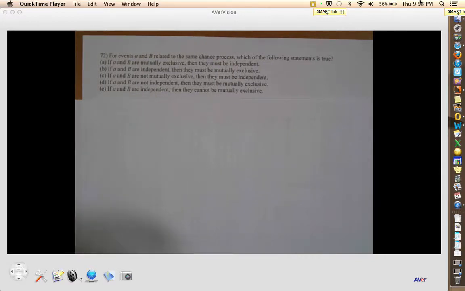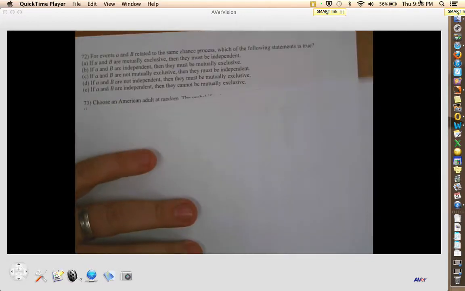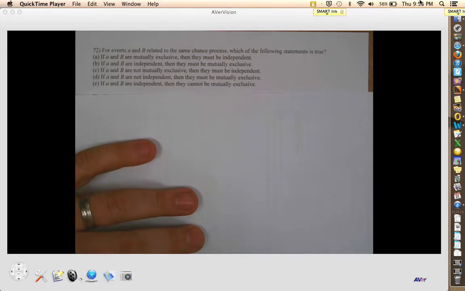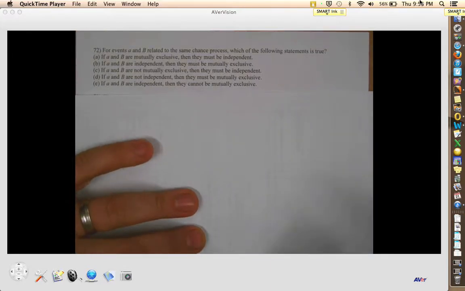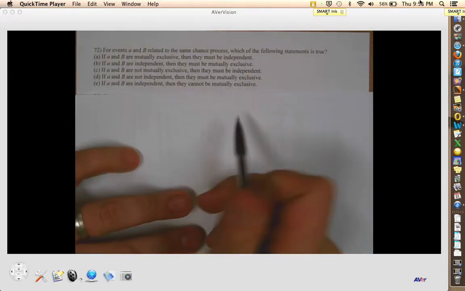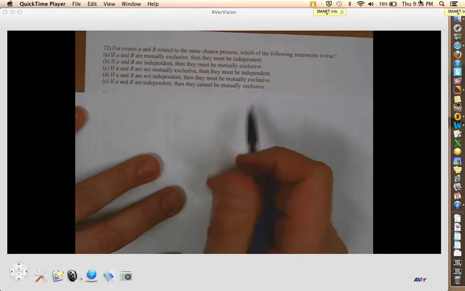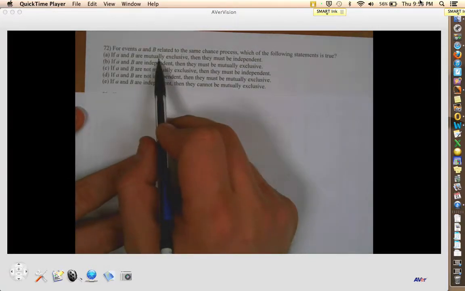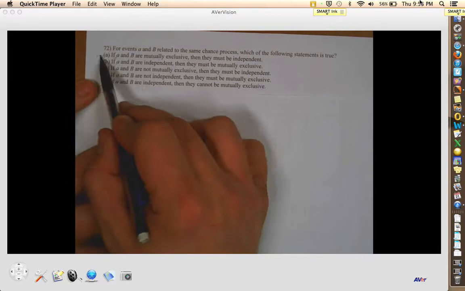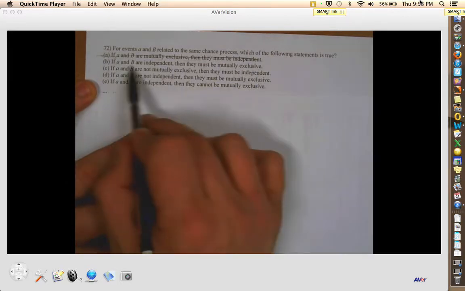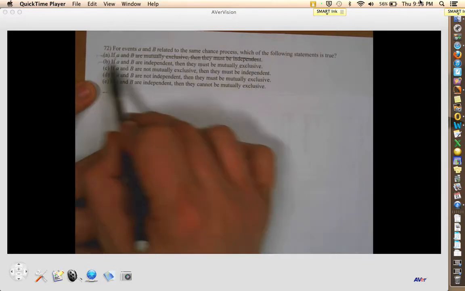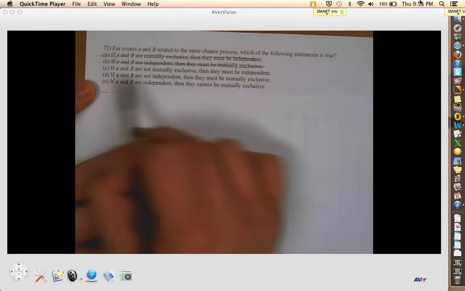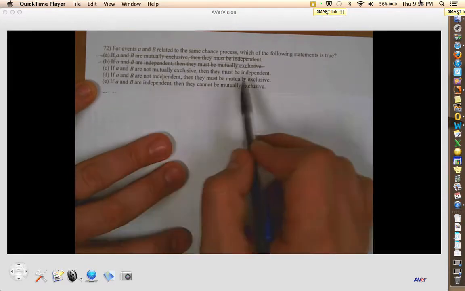For events A and B related to the same chance process, which of the following statements are true? It's basically all about mutually exclusive and independent. If they're mutually exclusive, they must be independent? No, in fact, it can never be both. If they're independent, then they must be mutually exclusive? No, they can never be both. If A and B are not mutually exclusive, then they must be independent?